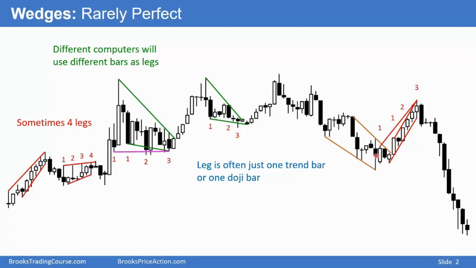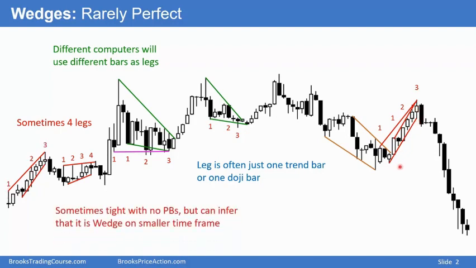Is this the first push-up or is this the first push-up? Doesn't matter. Both computers, no matter how you do the count, see the same thing. They see a bull channel, maybe convergent lines. They expect a bear break below the bull channel. Again, very tight channel. Does not look like a wedge here. However, you can infer that it's a wedge on a smaller time frame chart.